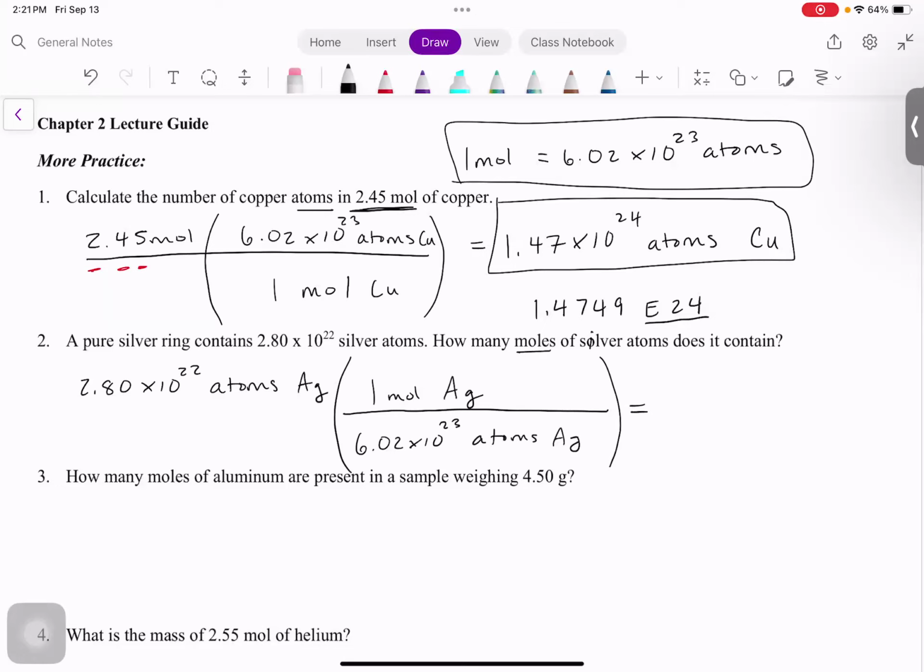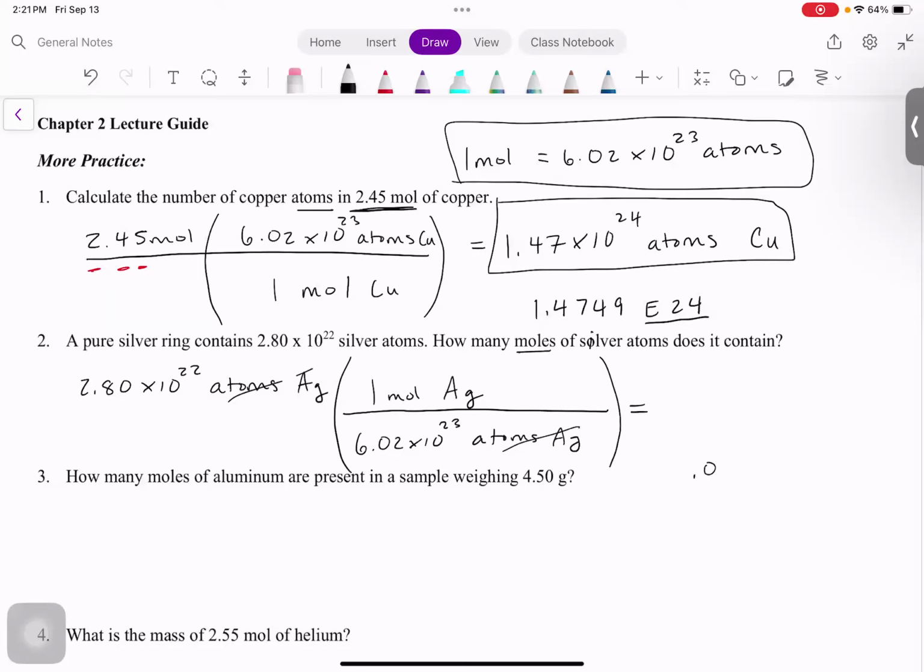And that's all to solve this problem. My units of atoms of silver cancel, and my unit for my answer will be moles. So converting between atoms and moles, we just use that relationship that 1 mole is by definition 6.02 times 10 to the 23rd of that thing. So 2.8 times 10 to the 22nd, again, be careful with your calculator, divided by 6.02 times 10 to the 23rd.